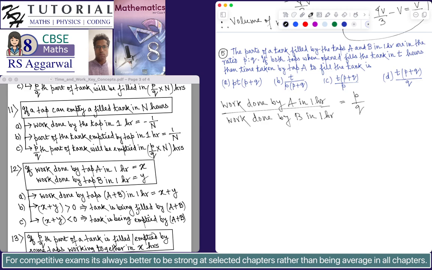Okay, so it is given that the parts of a tank filled by the taps A and B, so both the taps A and B are inlets. And we know that the ratio of work done by A in 1 hour and work done by B in 1 hour is P by Q. And it is given that both the taps when working together can fill the tank in T hours. Then time taken by tap A to fill the tank is. So we have to find somehow what is the work done by tap A in 1 hour, where we are given the ratio of the work done by A and B in 1 hour.